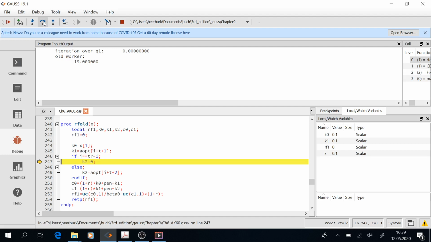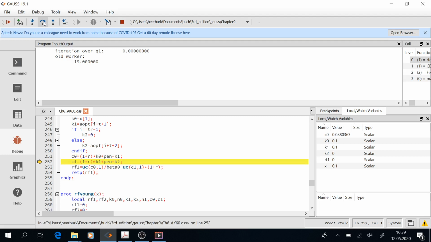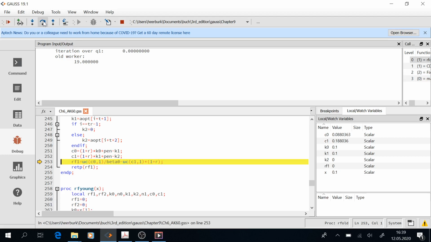Okay, and now we have to distinguish between the case that we are 55 years old, so that in 2 years we are dead and the capital stock must be 0, or we have stored this capital stock in the variable AOPT if we are younger than age 59. We can compute consumption at age S and at age S plus 1. Substitute this in the Euler equation.